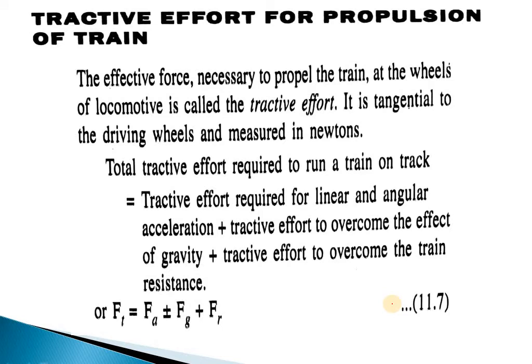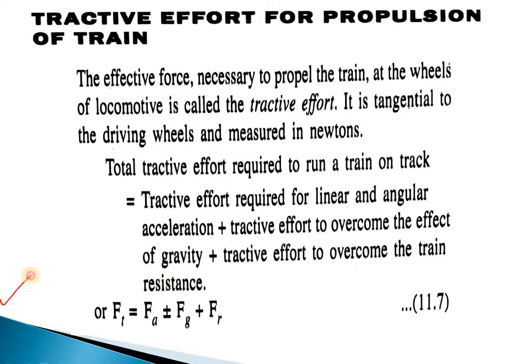Next one, the tractive effort for propulsion of train. The effective force necessary to propel the train at the wheels of the locomotive is called tractive effort. It is tangential to the driving wheels and measured in newtons. The total tractive effort required to run a train on track equals the tractive effort required for linear and angular acceleration, plus the tractive effort to overcome the effect of gravity, plus the tractive effort to overcome the train resistance.